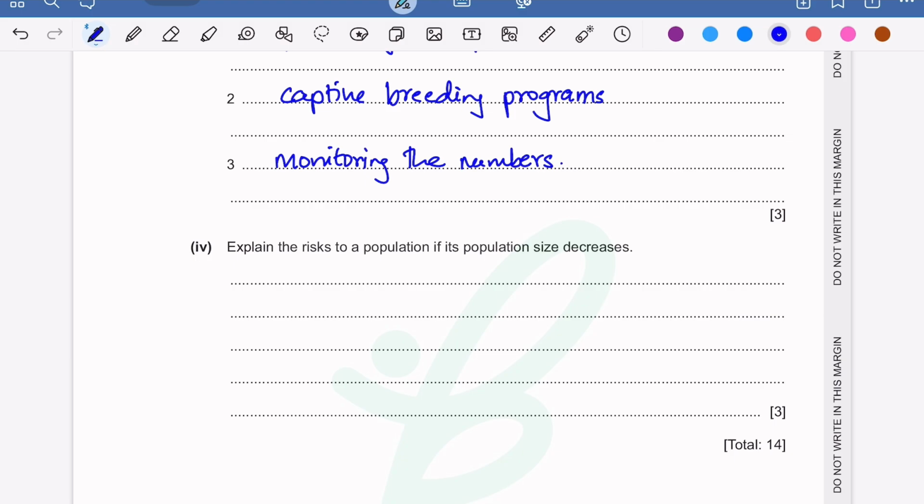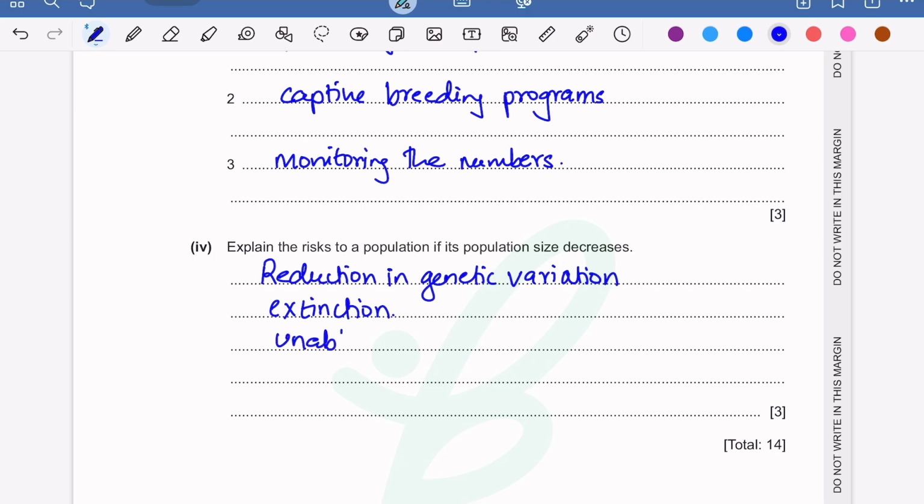Explain the risk to a population if its population size decreases. So what can be the risk to a population if the population size decreases? It could be a reduction in genetic variation, can even cause extinction, and lastly, unable to find mates.